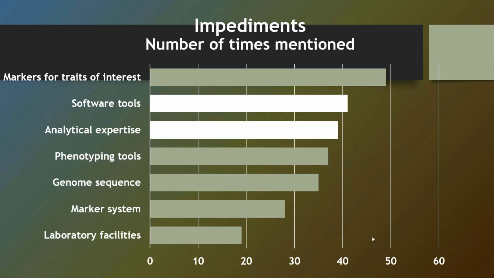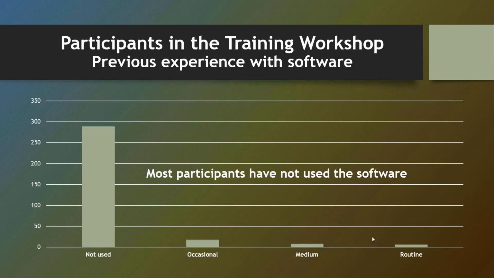Now, of course, one big impediment is just a lack of markers for traits of interest, especially for seedling and parental selection. But again, without the software tools and analytical expertise, that's hard to get. And of course, other things that are of interest are phenotyping tools, genome sequences, etc. And if you look at how many of these participants have actually used the software, fully 90% have not. So this is really new territory to most of these people. They're very brave to be here and to start learning.